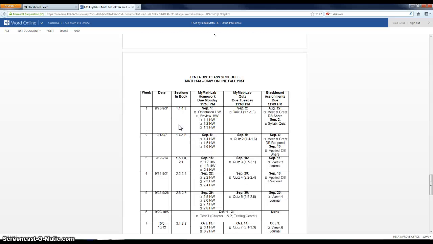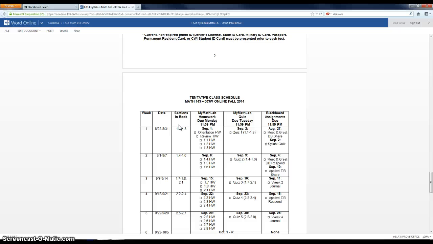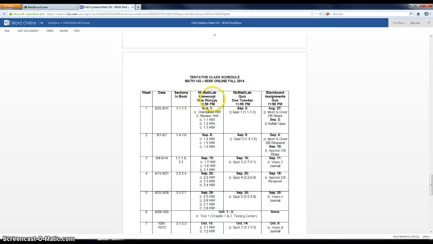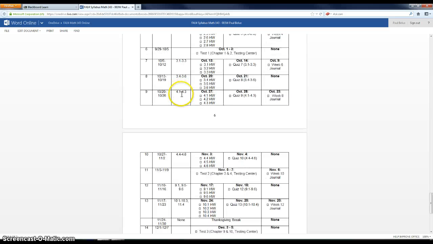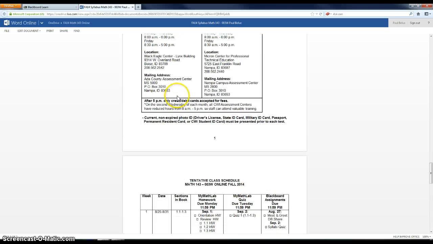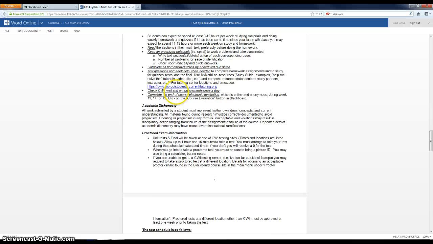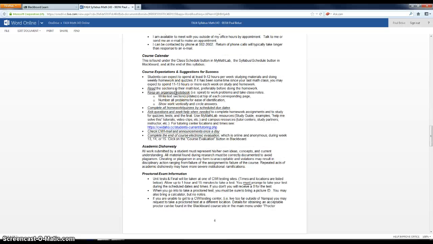The last part of the syllabus is the tentative class schedule. This basically outlines when homework and quizzes and Blackboard assignments are due. I have a separate tour screencast for the schedule, which you can look at another time. And so this concludes the Syllabus Tour Screencast Part 2.